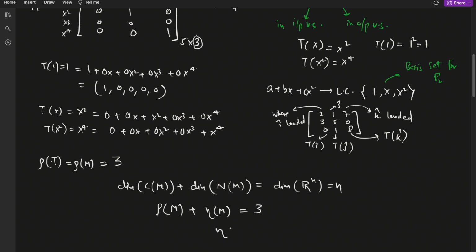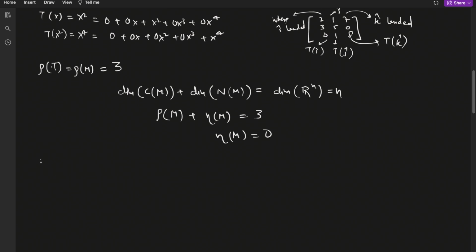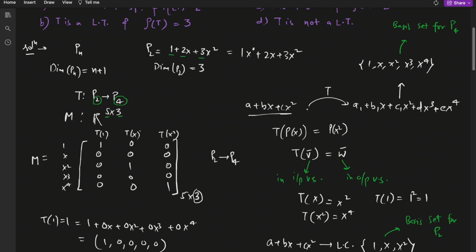So we can simply say that the nullity of M is 0, because the rank is 3. So if the nullity of M is 0, then the nullity of the transformation T is also 0. So it is the same. All right. So we get rank as 3, nullity as 0.